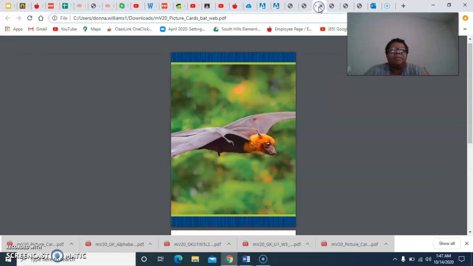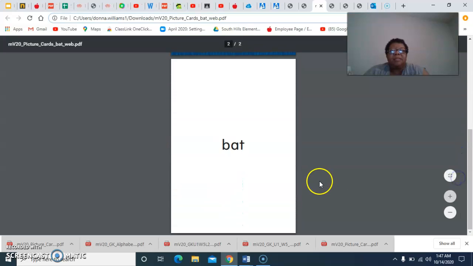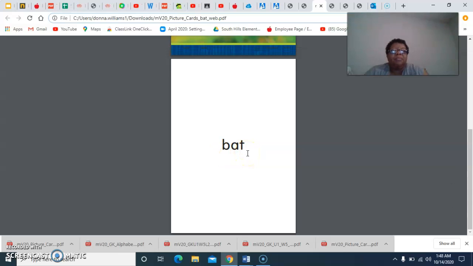Next, we have bat. This is a real bat. Bat. Starts with B also. Here's the word for bat. And here's the B. So we have b-a-t, bat. And so that word is bat. And it starts with B. And if you notice, they're using the lowercase b for the letter, not the capital B.